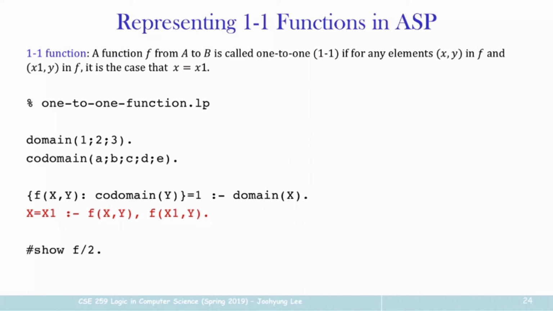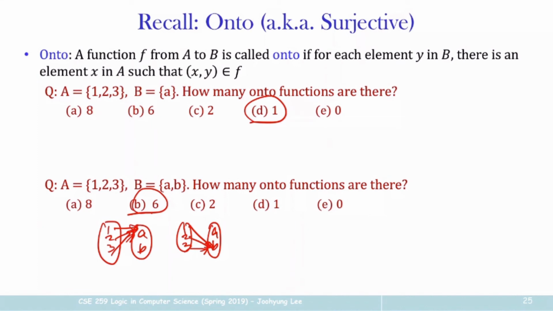Any question up to this part? All right. The next one is about onto function. So what is onto function? Onto function means that it's a function, but for every element in the codomain, there should be at least one element from the domain that is associated. So none of the elements in the codomain is left out. That's what onto function is about, right?